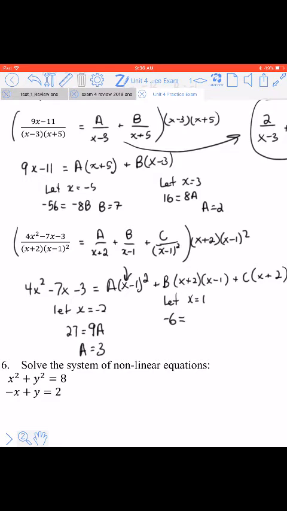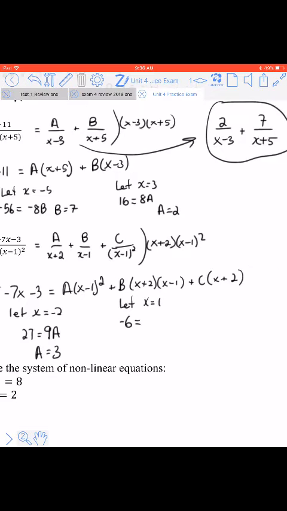If I plug in a 1 right here and a 1 right here, I'm going to get zeros both times, so a and b are going to disappear. If I plug in a 1 right here, I get 1 plus 2, which is 3, which makes 3c, so c equals negative 2.